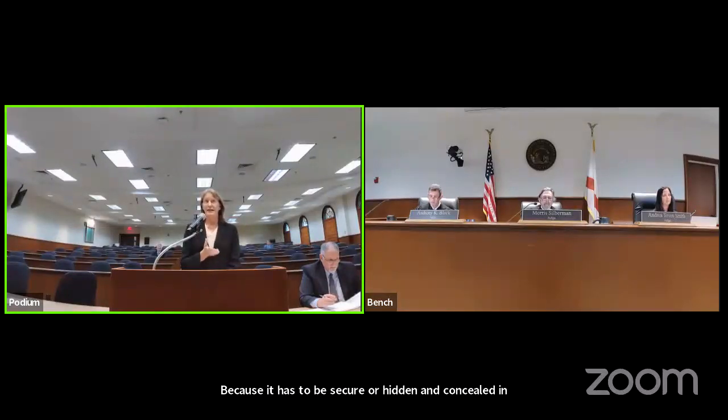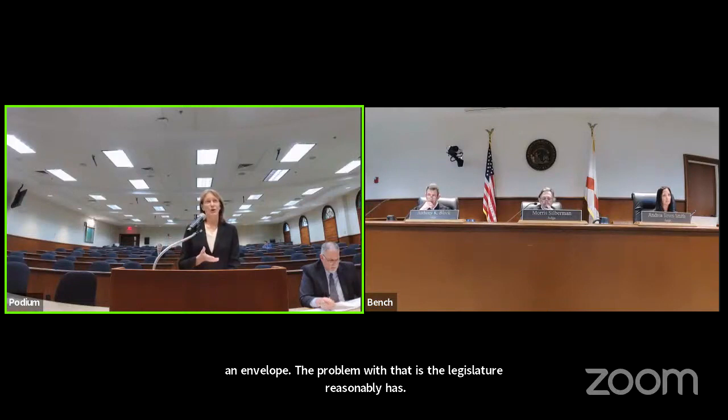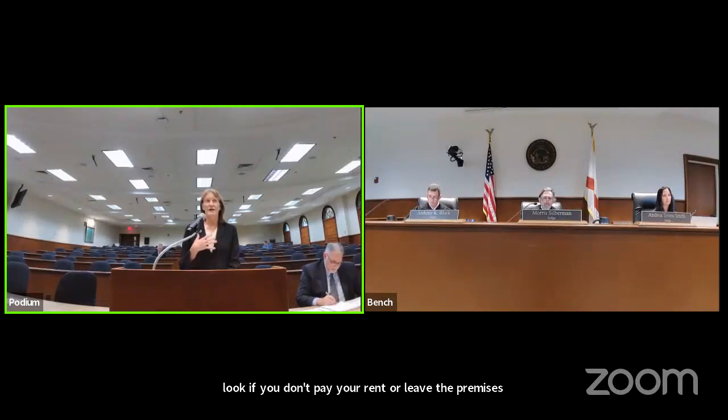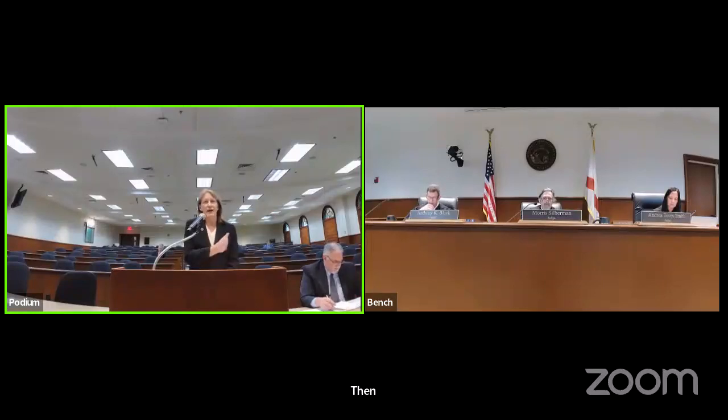The problem with that is the legislature reasonably has reason to require that it be posted in a manner that can be seen conspicuously because it is a protection for the tenant. It is not an eviction notice necessarily. It's saying, look, if you don't pay your rent or leave the premises, then you're going to be subject to an eviction notice. So it's an opportunity, a protection for the tenants. And if you require that it be concealed and put in an envelope, then the tenant may never notice it, might consider it junk mail or whatever.